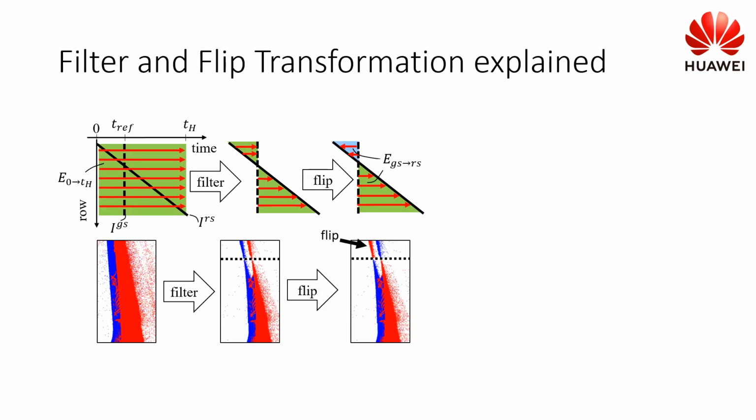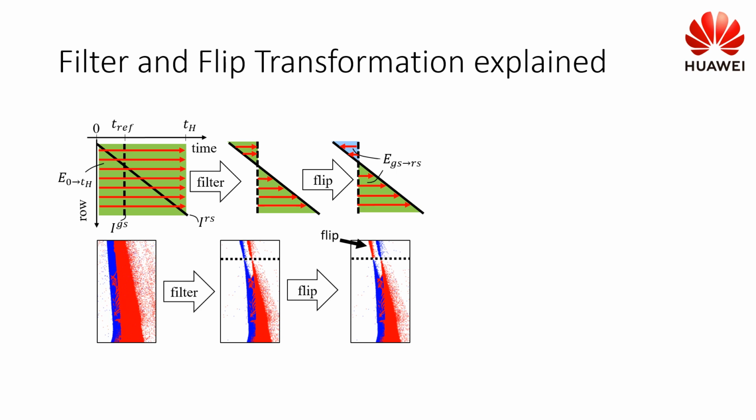To use events for rolling shutter correction, we introduce our filter and flip event transformation. In the top diagram, you can see the time on the horizontal axis and the image rows on the vertical axis. Rolling shutter images are not captured in a single moment, but each row is captured after the other, leading to this diagonal line for the rolling shutter image.